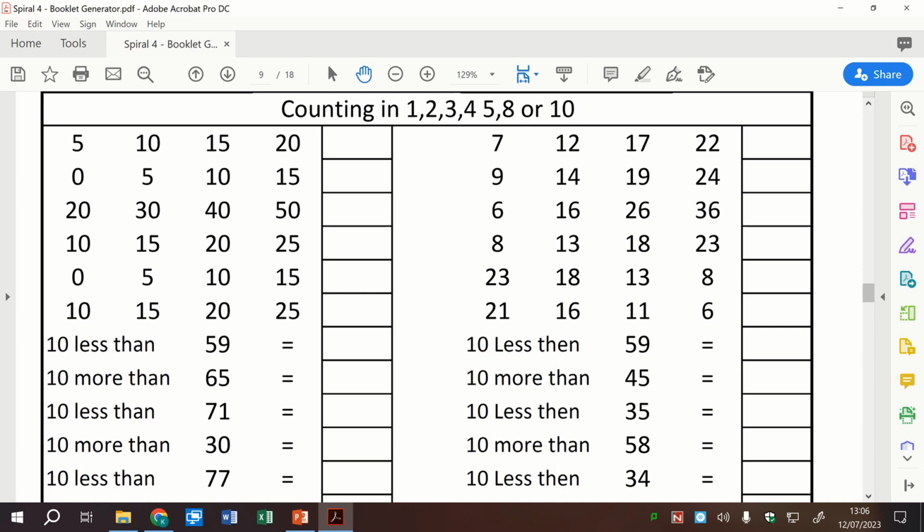Okay, so another different activity in here. We've got 5, 10, 15, 20. The next one is 25. We've got 0, 5, 10, 15, so that's 20. We've got 20, 30, 40, 50, so the next one's going to be 60. Okay, are we happy with that?